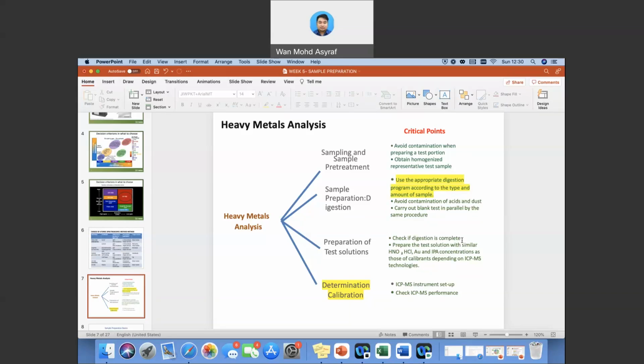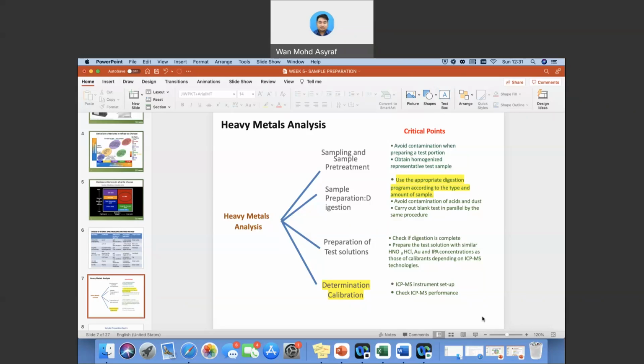All right. Lastly, you need to know about the determination of the calibration. This is the instrumental part. Make sure that your instrument has been calibrated yearly so that your results will be much more reliable. That's why we said here that the instrument needs a checkup, basically. So you need to look at the performance of the instrument itself. All right, so these are the critical points that you need to know when you think about your analysis.